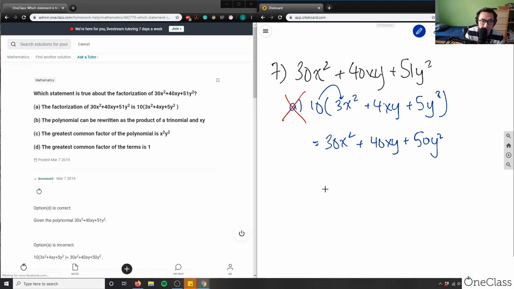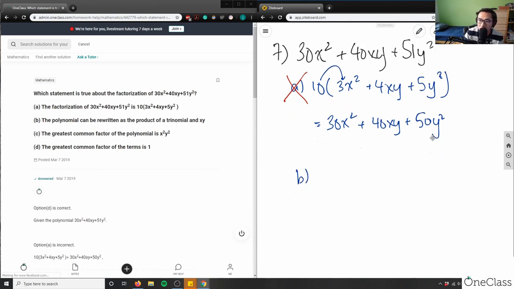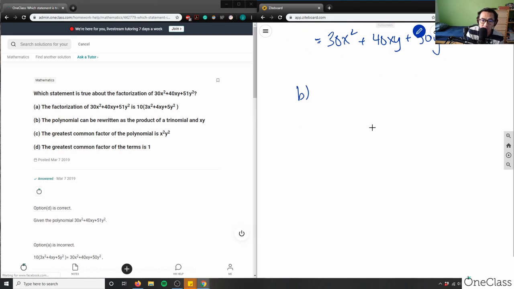So B here says that the polynomial can be rewritten as a product of a trinomial and xy. So let's get back to this one, because I could do the work to look at the trinomial here, but I'm going to do C and D first, and maybe use process of elimination. So let's go back to B later, and let's look at C here.